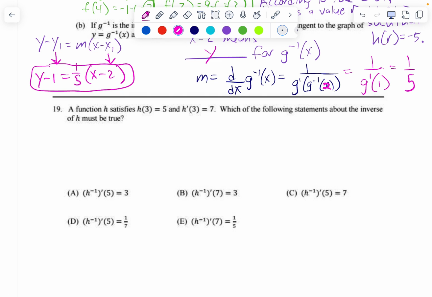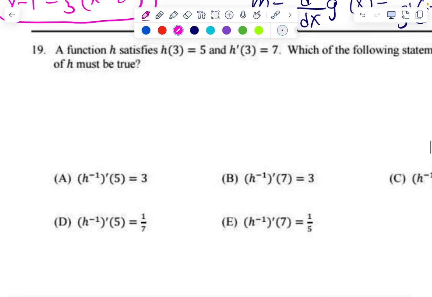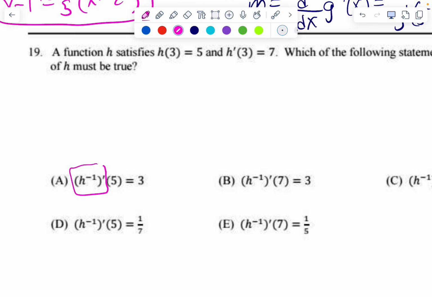Function h satisfies h of 3 equals 5, h prime of 3 equals 7. Which of the following statements about the inverse of h must be true? All right. Now, this is that notation that I was talking about that I personally don't like. It's kind of weird to put the prime and the inverse at the same time. But note that it will come up, and if you put parentheses around the inverse part, it helps.